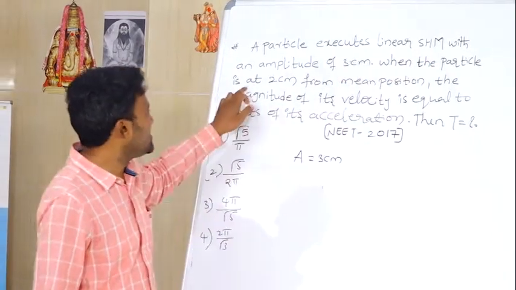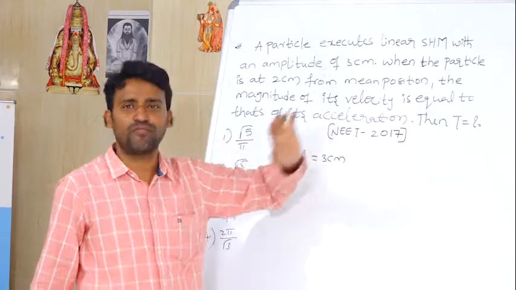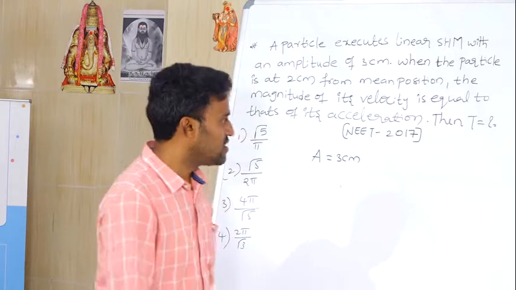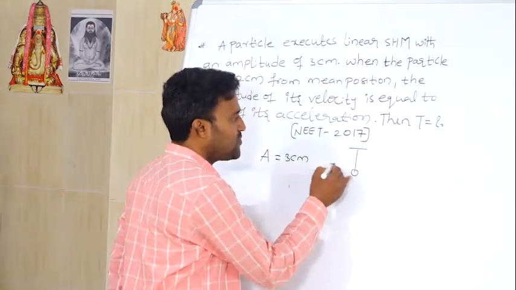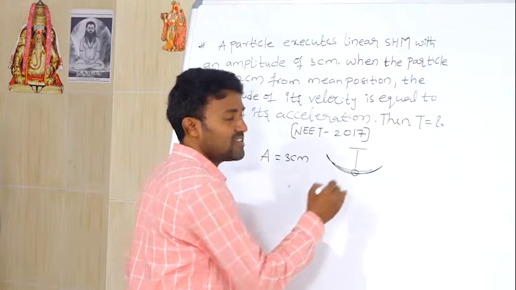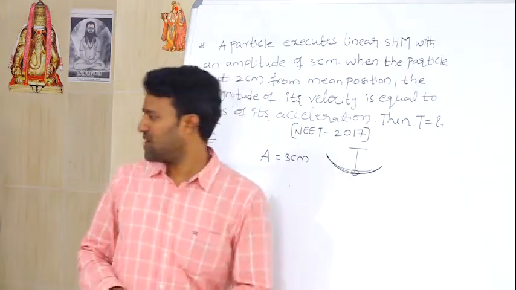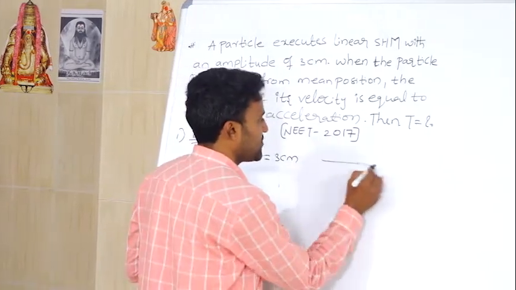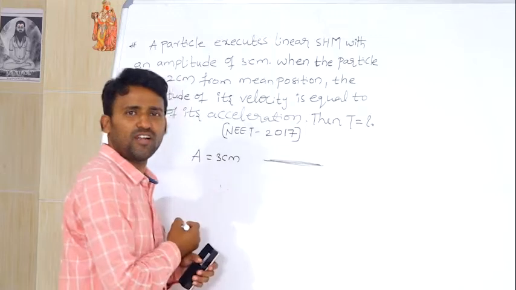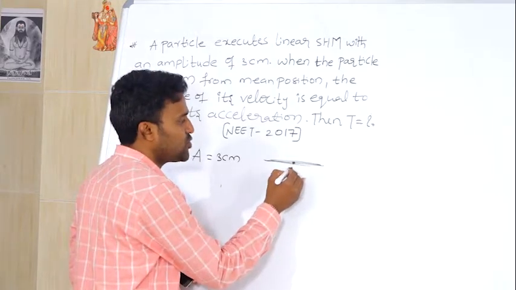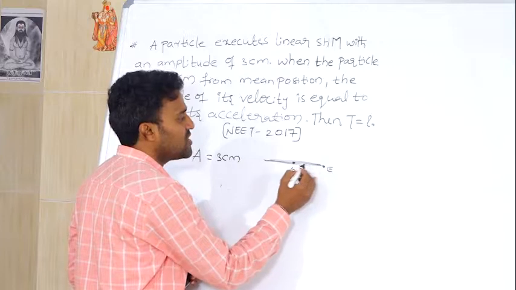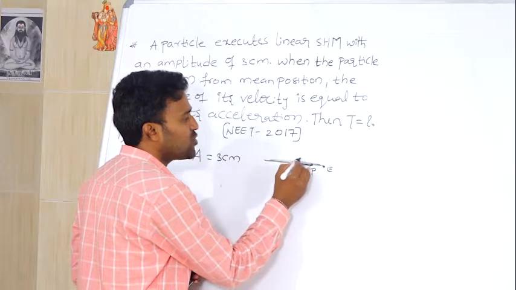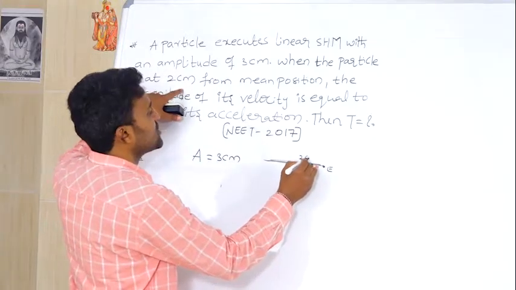When the particle is at 2 cm from its mean position, for your understanding I am telling you, the particle is executing like this. He is saying it is linear. Linear means the particle is oscillating like this, you can take. That is better. When the particle is oscillating like this, O is the mean position and there is an extreme position. Now the particle position is at point P. From the mean position to the particle position the distance is given as 2 cm.